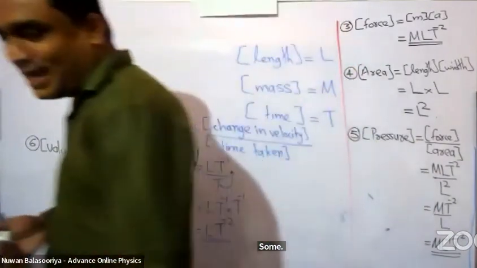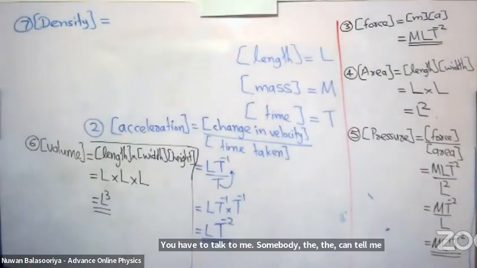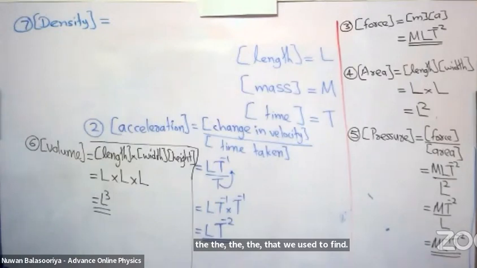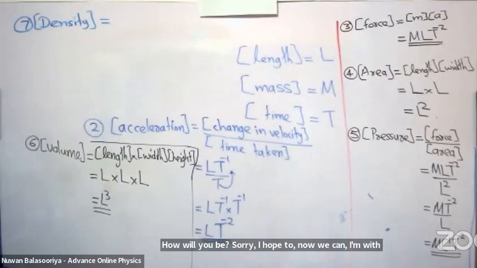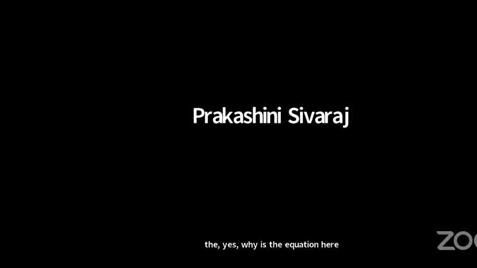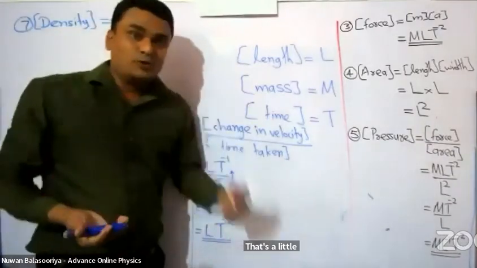Somebody, you have to talk to me. Somebody unmute the mic and tell me the equation that we use to find density. Nobody knows? Are you sure? Okay, okay. Sorry, I forgot to allow you. Now you can unmute the mic. What is the equation here? Mass over volume. Very good, very good. I forgot to allow you to unmute the mic.